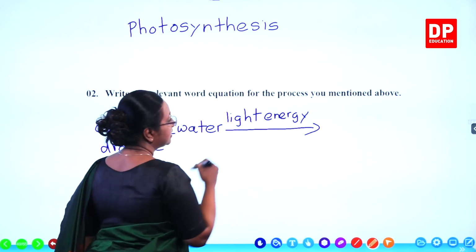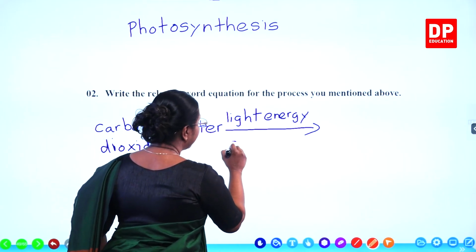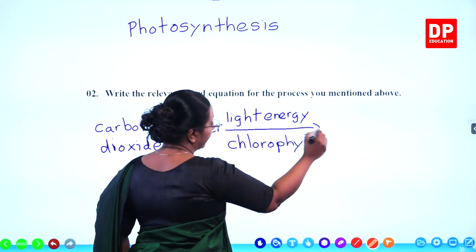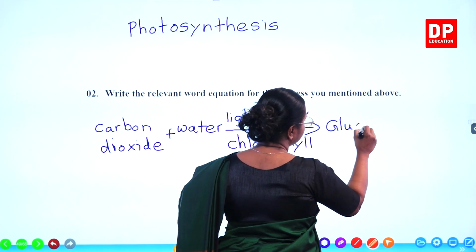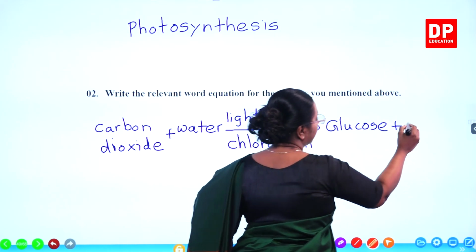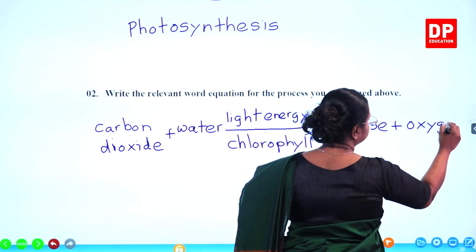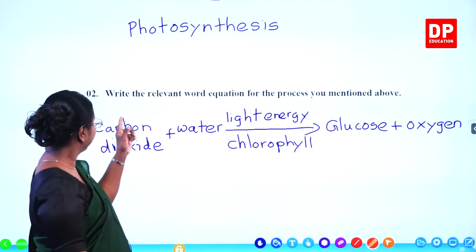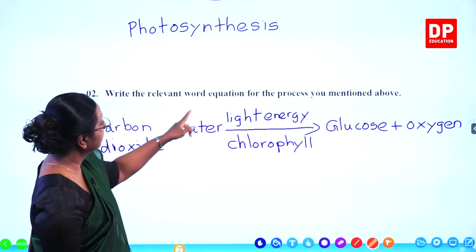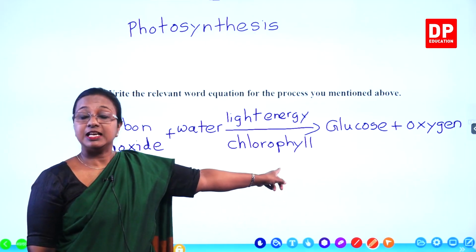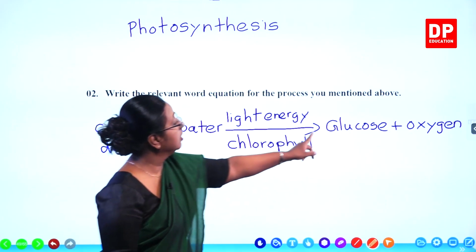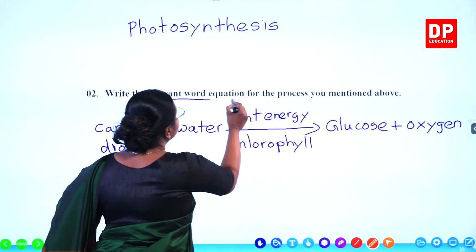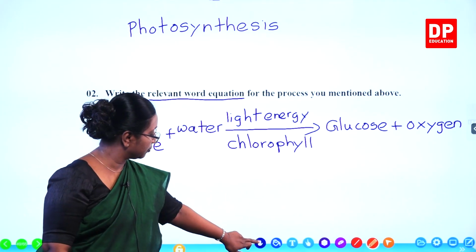Normally plants get light energy from the sunlight, and the plant needs to have chlorophyll. What are the products? The main product is glucose. And the byproduct is oxygen. So, were you all able to write this? Carbon dioxide plus water in the presence of light energy in chlorophylls of the plant leaf, glucose and oxygen are produced. So, that is the relevant word equation for the process of photosynthesis.